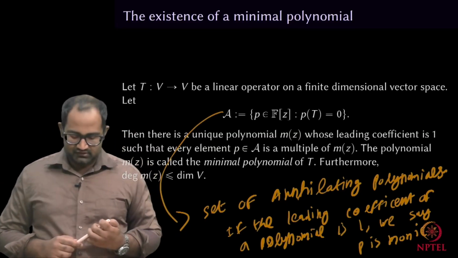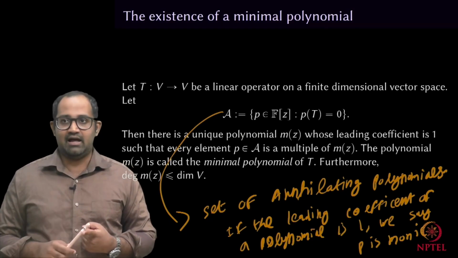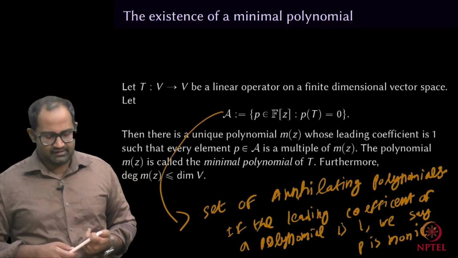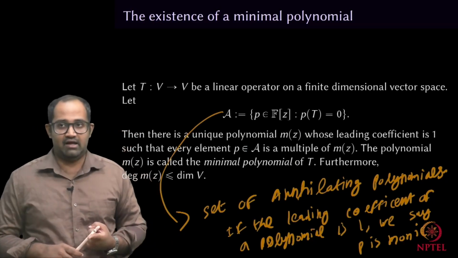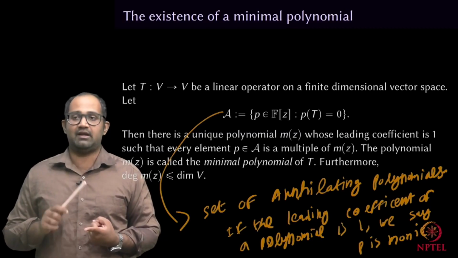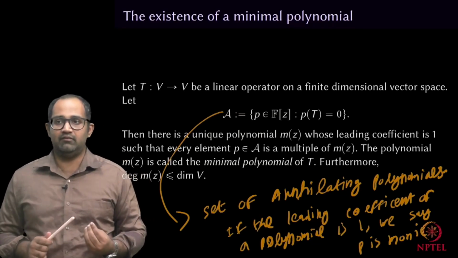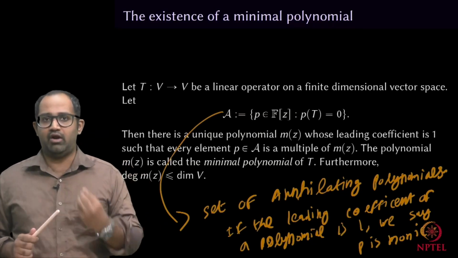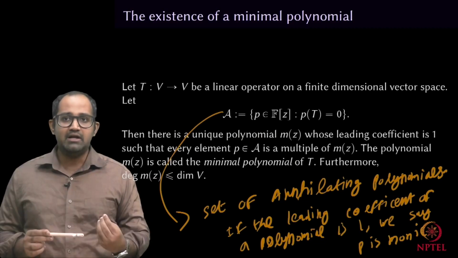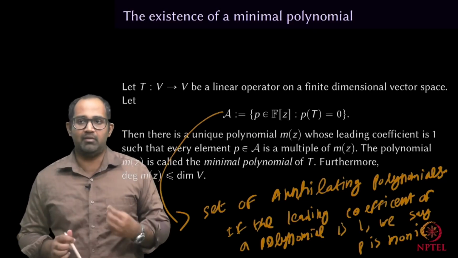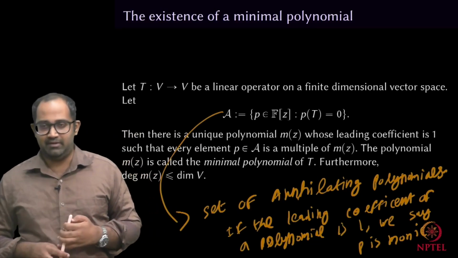So let me repeat, what is this result saying? First of all, there is an annihilating polynomial. That itself is not clear, right? Why is this set non-empty? It could be the case that no polynomial destroys T. So first of all, this result says that the set of polynomials that annihilate T is non-empty. Second, it says there is a unique polynomial whose leading coefficient is 1, a unique monic polynomial such that every polynomial in this annihilating set is a multiple of m(z), a multiple of the minimal polynomial. And finally, it is saying that the degree is less than or equal to the dimension of V.